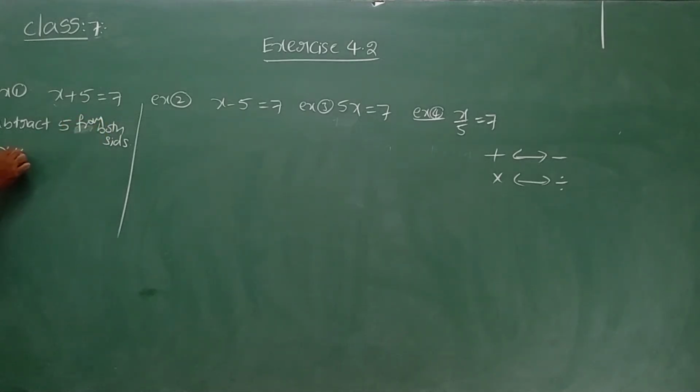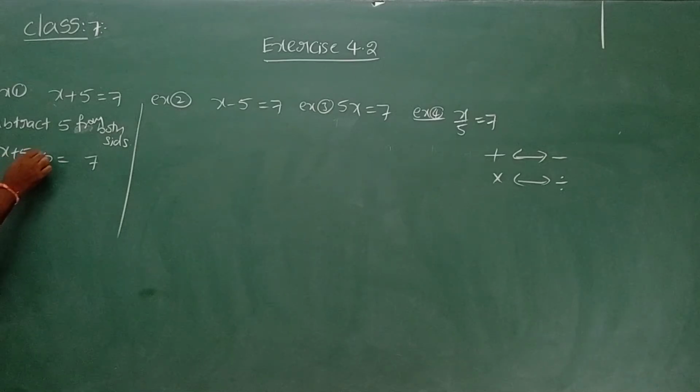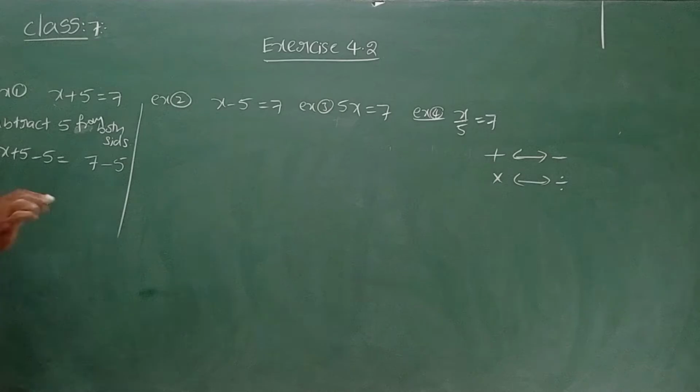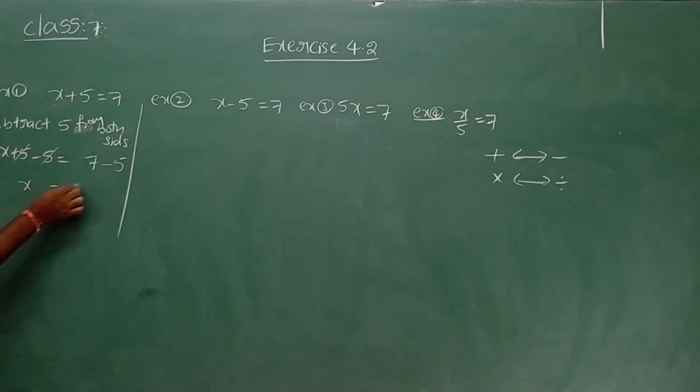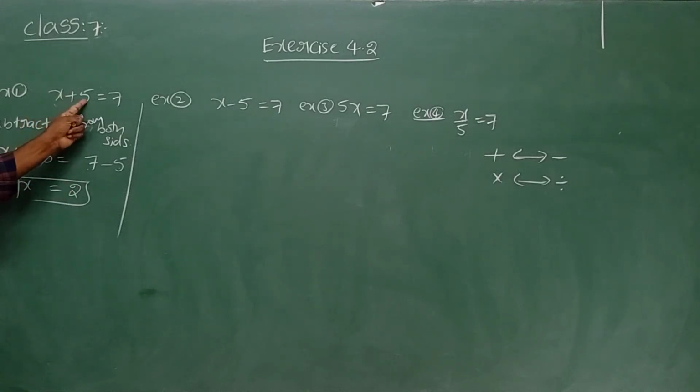Let me write here: x plus 5 is equal to 7. From the LHS we subtract 5, and from the RHS also we subtract 5. As we learned in the previous class, by subtracting the same number from both sides, there is no change in the result. Plus 5 minus 5 cancel. We can see x is equal to 7 minus 5, how much? 2. x is equal to 2 is the solution of this equation. Substituting 2 in the place of x, 2 plus 5 is 7. LHS is 7, RHS is also 7.